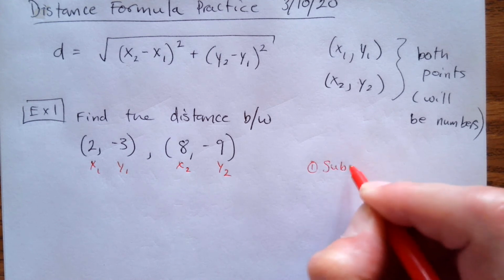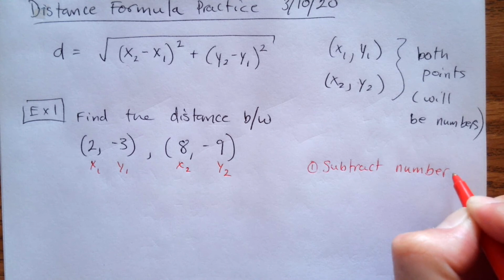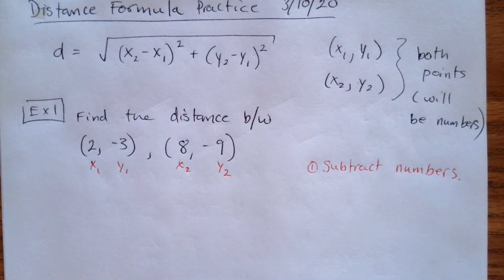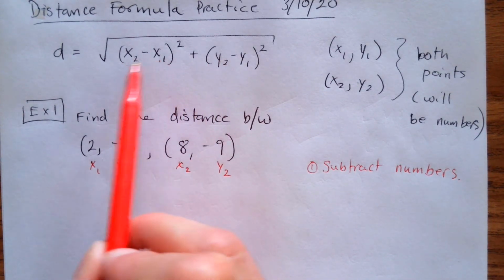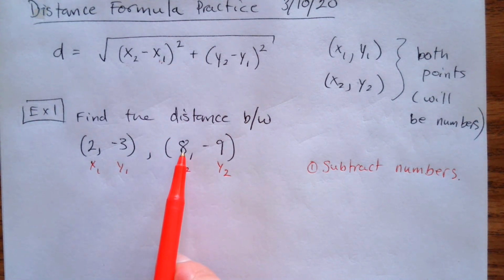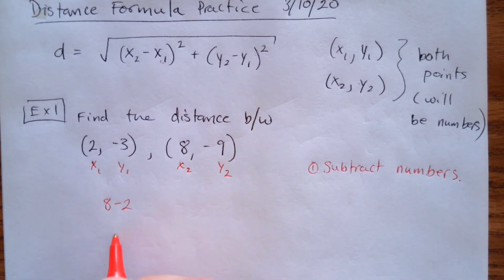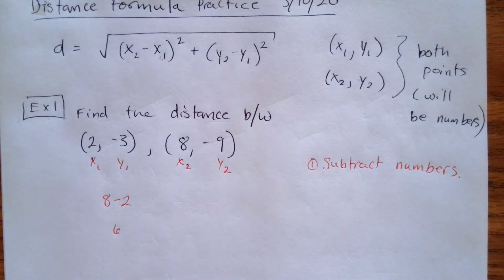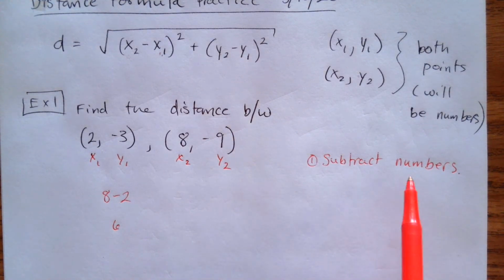So subtract numbers. I think it's very important to watch this, and it'll feel like less writing if you do it in this way. So subtract numbers. x2 minus x1. So that part, I'll do x2, 8 minus 2. So 8 minus 2, that's 6. It's going to seem like a waste of space, but I'm just trying to show you that it's not super difficult. So that was the first thing.